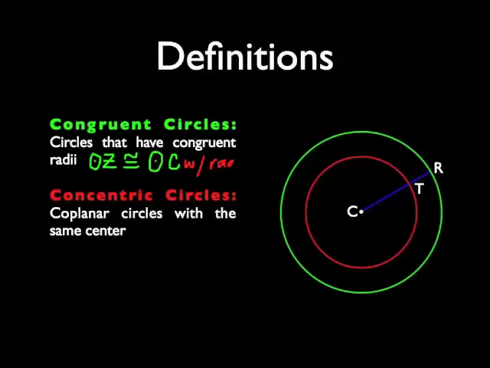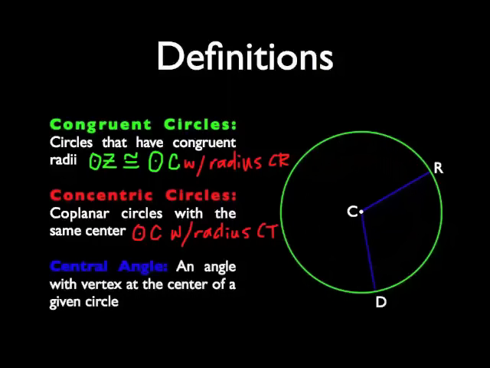So our first circle, the green one, we now have to call circle C with radius CR. And our new circle is circle C with radius CT. Because there are no vertices on a circle, there's no way to name concentric circles any differently.